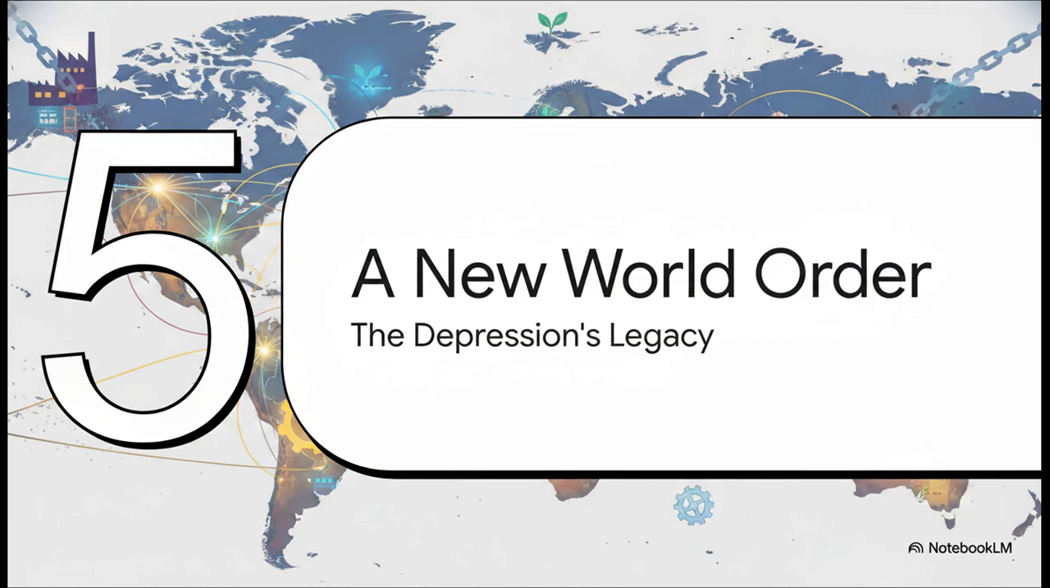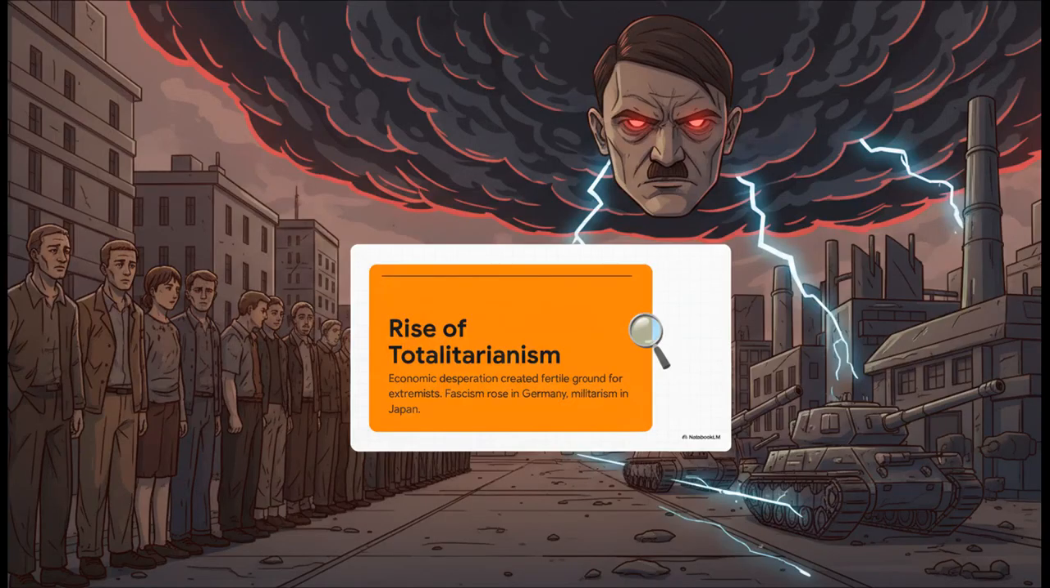So, let's wrap this up by looking at the legacy. The Great Depression didn't just fade away. It fundamentally reshaped our entire world, leaving behind changes that we are still living with to this very day. One of the most terrifying legacies is how economic despair can fuel political extremism. The chaos of the 1930s created the perfect breeding ground for totalitarian movements. In Germany, in Italy, in Japan, people were so desperate for solutions that they turned to authoritarian leaders who promised to fix everything. And we all know where that led.